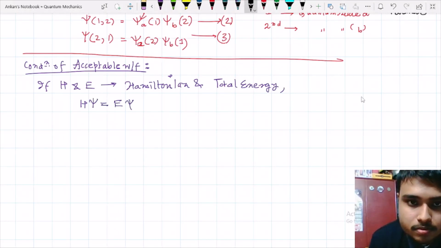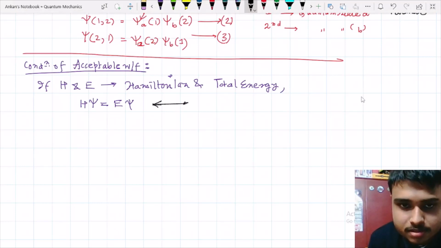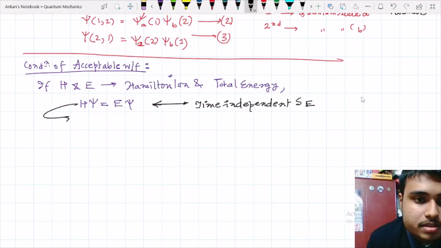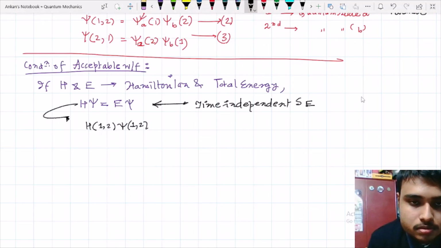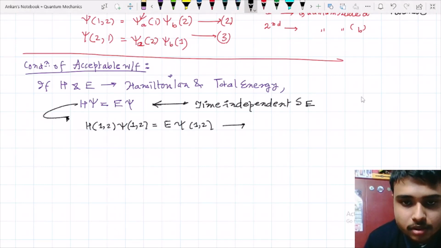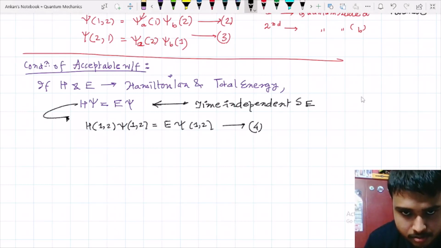How can we write this? I have discussed it already in my first few lectures of quantum mechanics. This is nothing but the time independent Schrodinger equation. So from this we can write H12 psi 12 is equal to E into psi 12 for a two particle system, for a two electron system. Named it as equation 4.